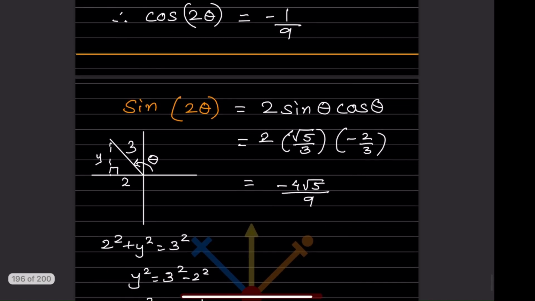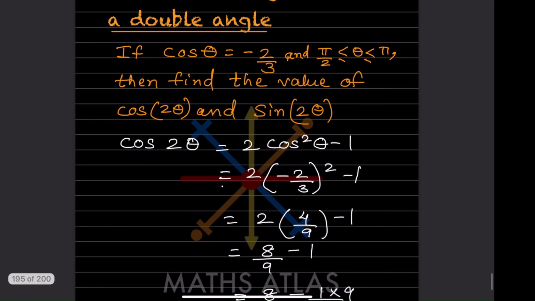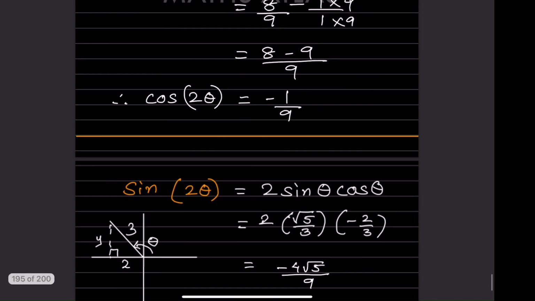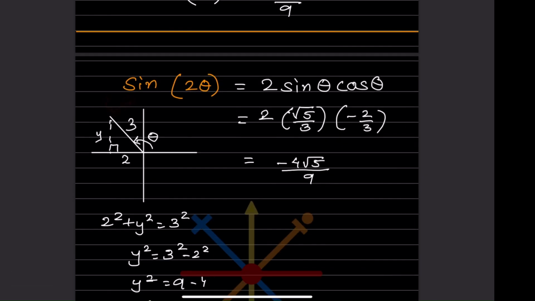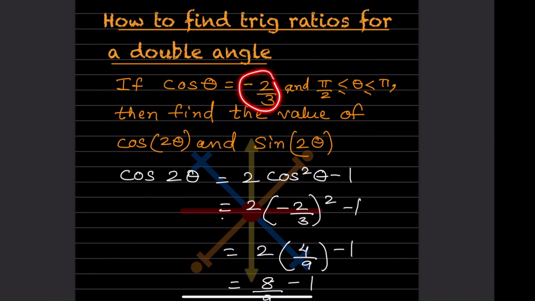Now sine 2 theta: the formula is 2 sine theta cos theta, because we want the value of sine 2 theta. Again, we are going to look at the same range, pi by 2 to pi, which means it lies in the second quadrant. This is the second quadrant. So just roughly we'll draw the triangle over here. This is going to be the hypotenuse, this is the opposite side and this is the adjacent side, and the value given is cos theta is minus 2 by 3.